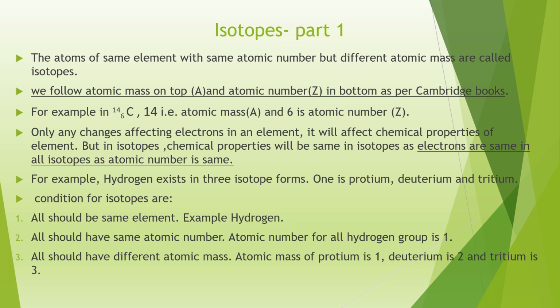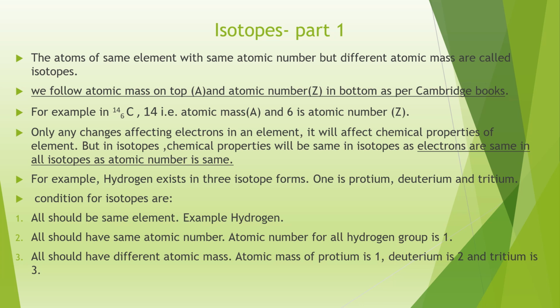Only changes affecting the electrons in an element will affect its chemical properties. But in isotopes, chemical properties will be the same, as electrons are the same in all isotopes since the atomic number is the same. For example, hydrogen exists in 3 isotope forms. One is protium, second is deuterium, and third is tritium.